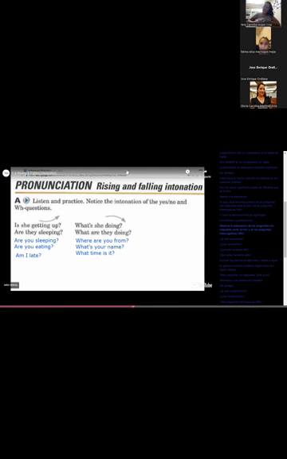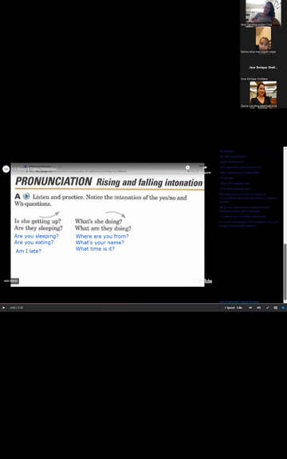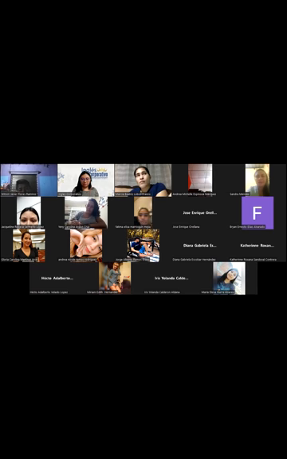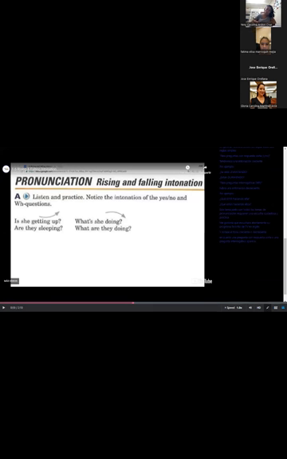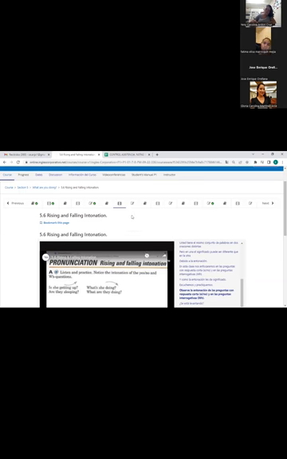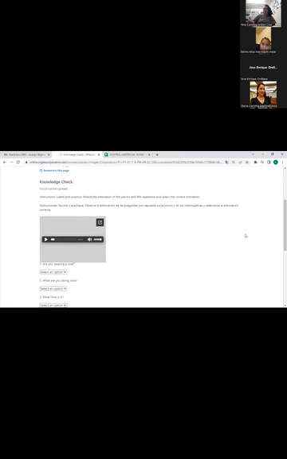With the help of your classmates, vamos a practicar. Okay. ¿Y cómo vamos a practicar? En la plataforma tenemos un ejercicio similar. I can stop sharing. Aquí está. Okay, if you go to the platform, you are going to find this exercise. This is a listening exercise. So what are you going to do?